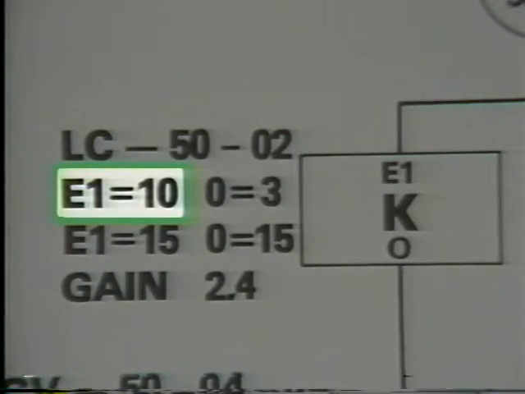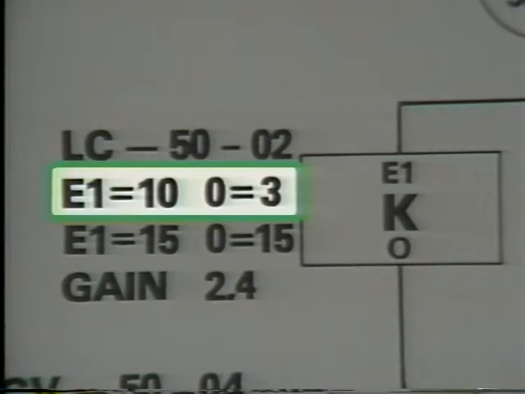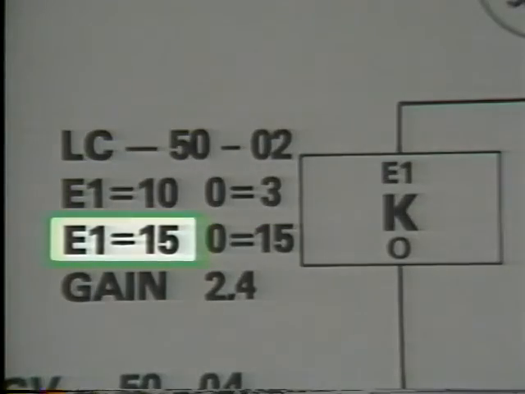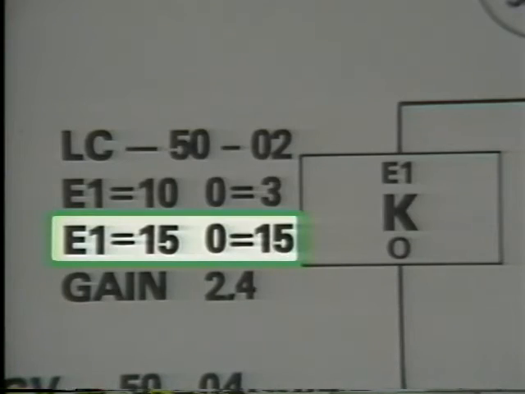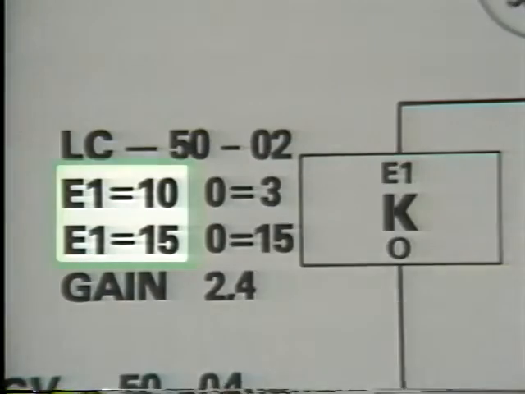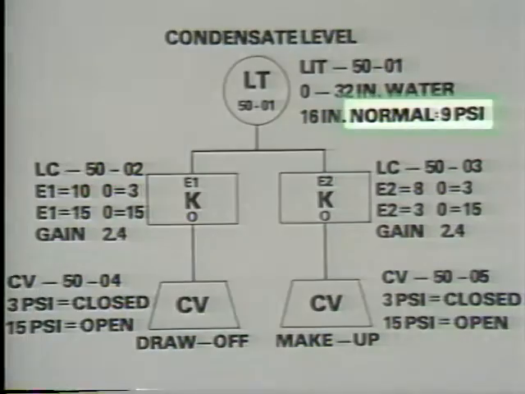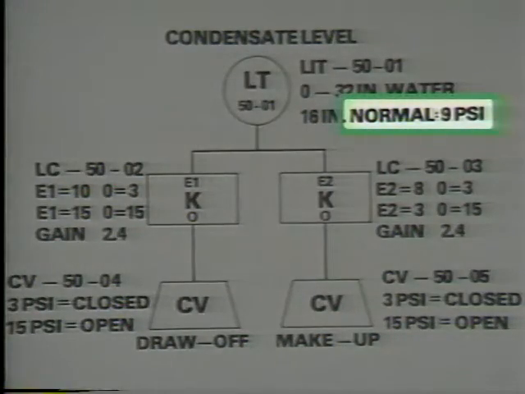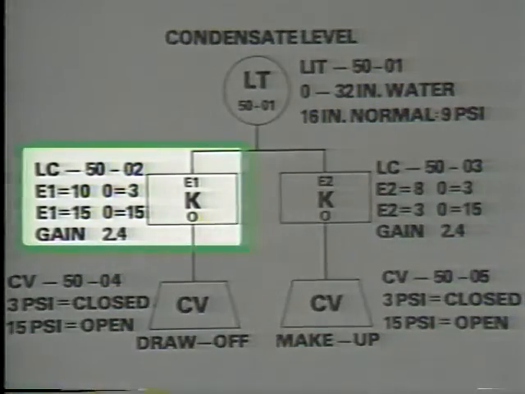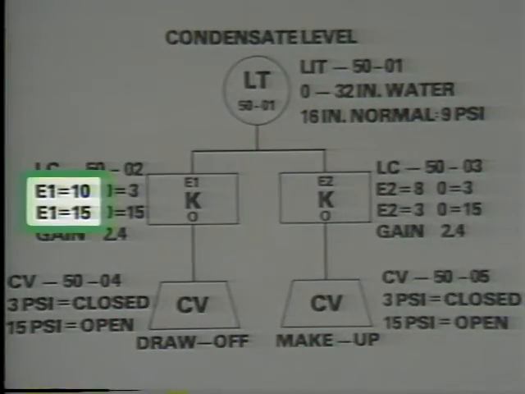This means that when the input to the controller is 10 psi, the controller will produce its minimum output. And when the input is 15 psi, the controller will produce its maximum output. In other words, the controller only responds to input signals between 10 and 15 psi. So if the normal signal to the controller is 9 psi, this controller will only change its output when it receives a signal indicating a water level above normal, or in other words, above 9 psi.